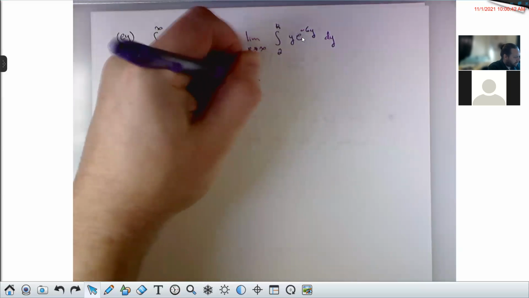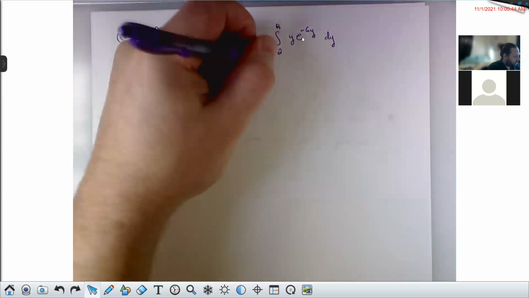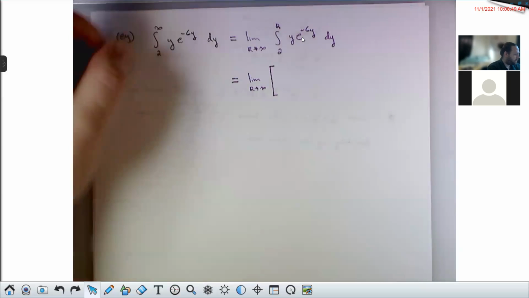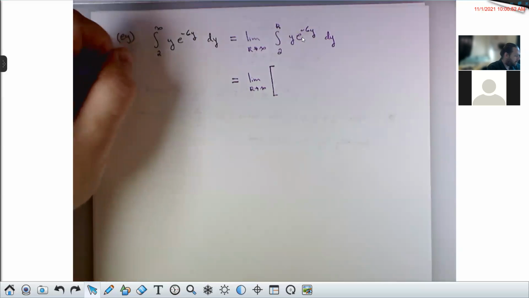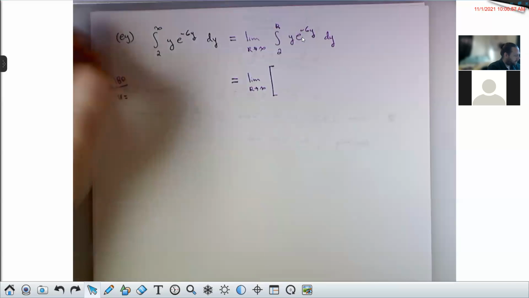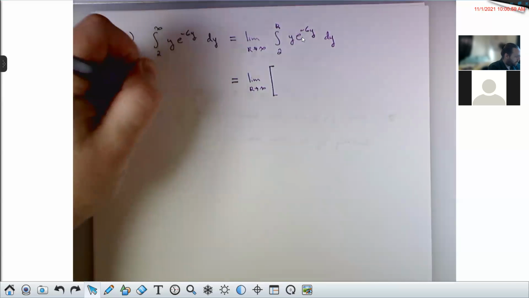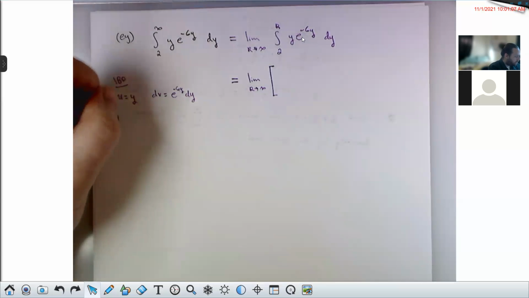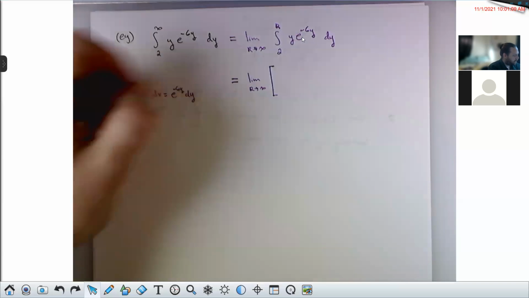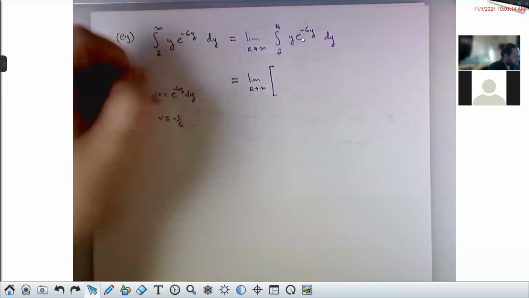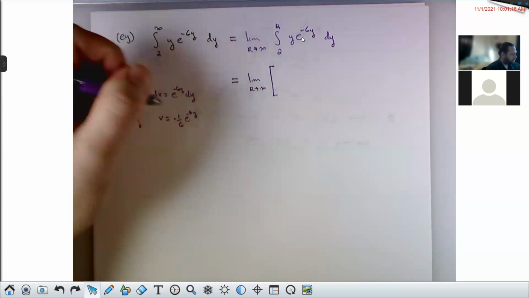So I'll rewrite lim r to infinity, and then I'll open a big bracket. And what goes inside here is the stuff from my IBP. So we have to do some by parts. Little u is the polynomial piece. dv is the exponential, e to the negative 6y with the dy. du is just dy, and v, the integral of dv, is negative 1/6 e to the negative 6y.